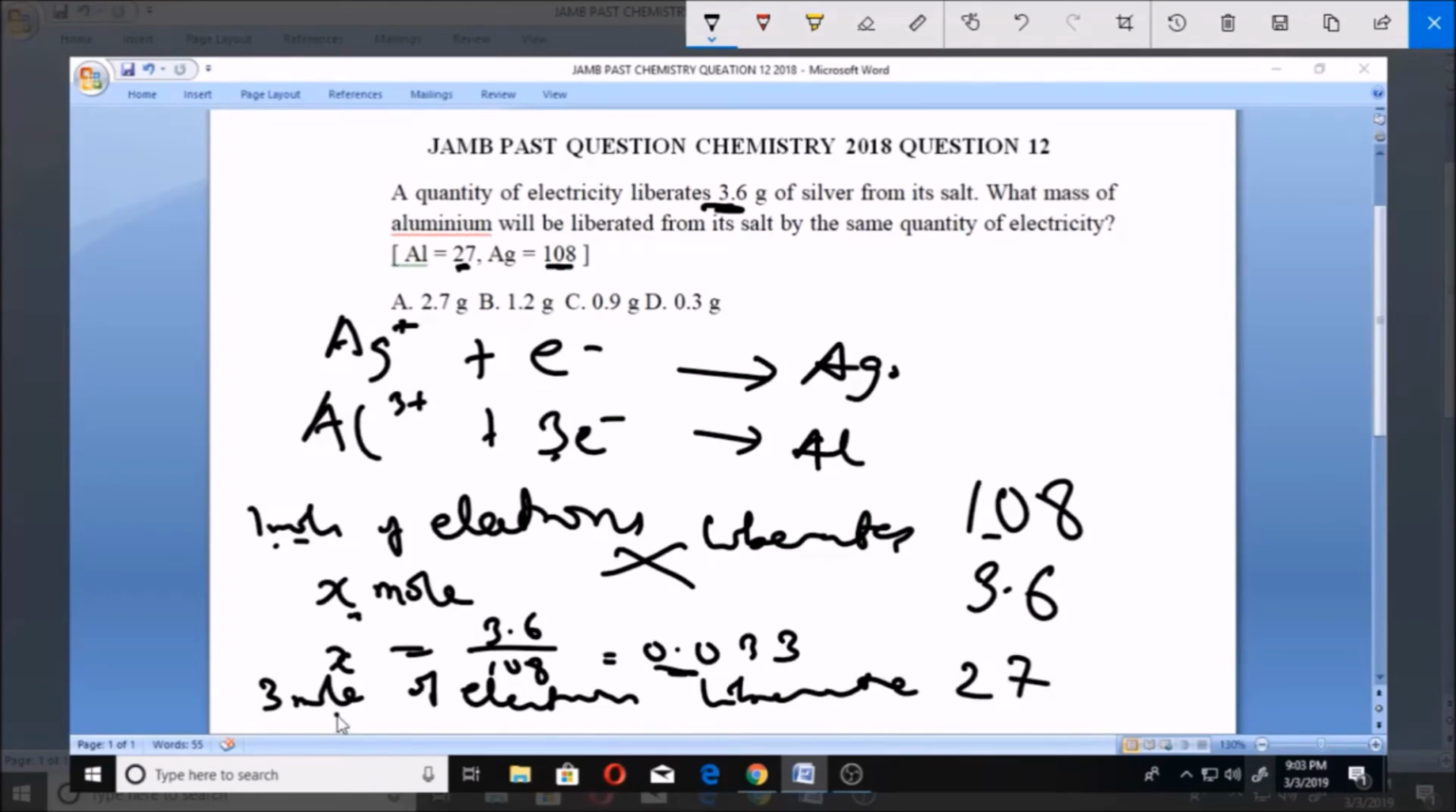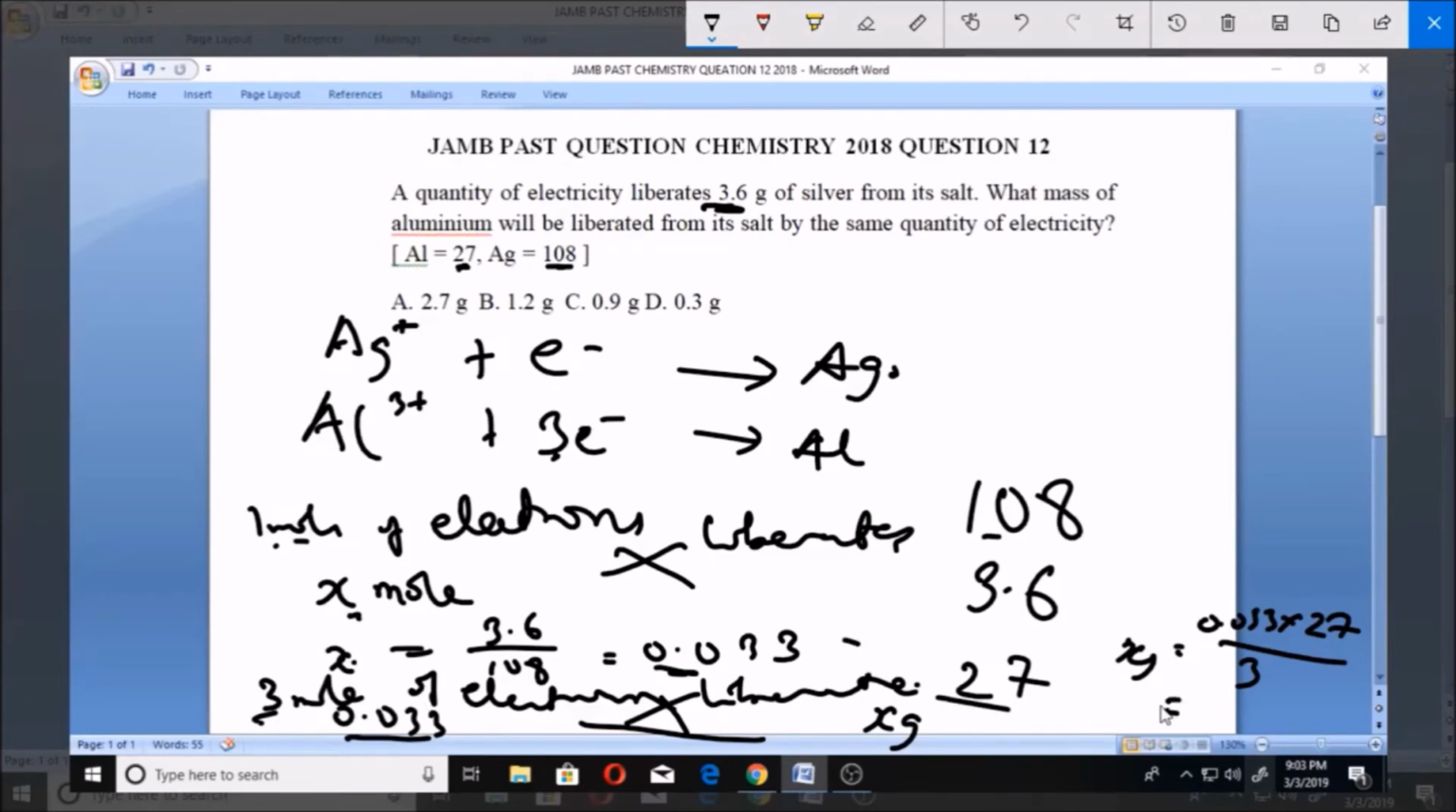Now the same quantity of electricity, which is 0.033 as we have here, will now liberate how many grams? X gram of aluminium. So if you make X gram the subject of the formula and you cross multiply, you're going to have X gram equal to 0.033 times 27 all over 3. That's when you cross multiply. You have 0.033 times 27 all over 3 moles.